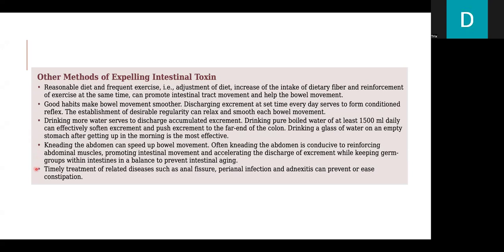Timely treatment of related diseases such as anal fissure, perianal infection, and adnexitis can prevent or ease constipation.